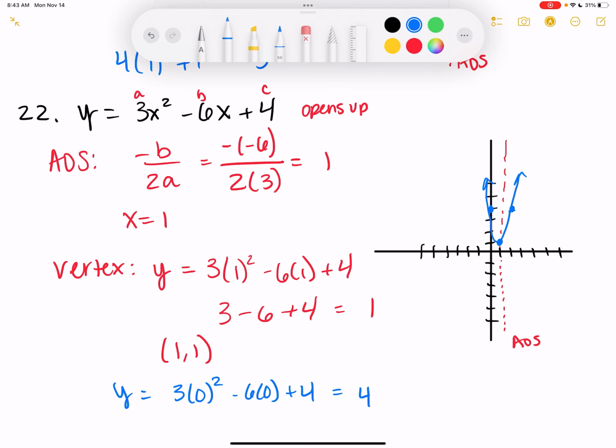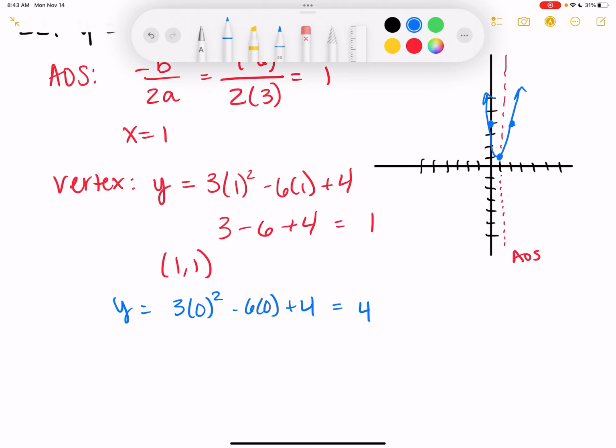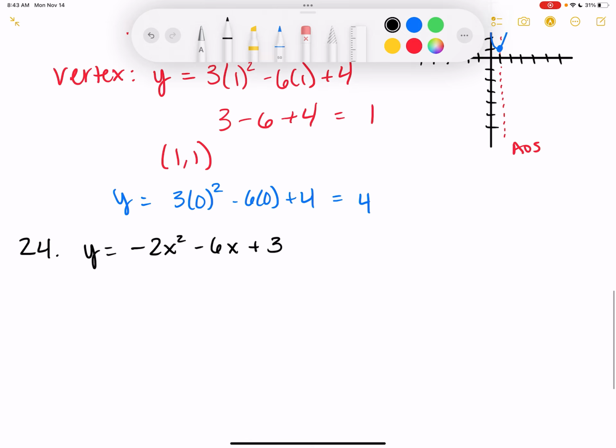24. So I've got y equals negative 2x squared minus 6x plus 3. So are we going to open up or down? Opens down.